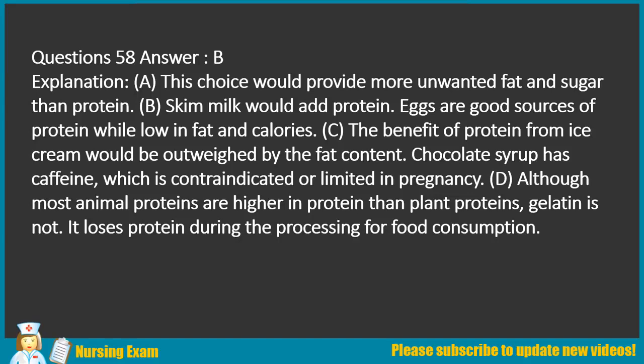C. The benefit of protein from ice cream would be outweighed by the fat content. Chocolate syrup has caffeine, which is contraindicated or limited in pregnancy. D. Although most animal proteins are higher in protein than plant proteins, gelatin is not. It loses protein during the processing for food consumption.